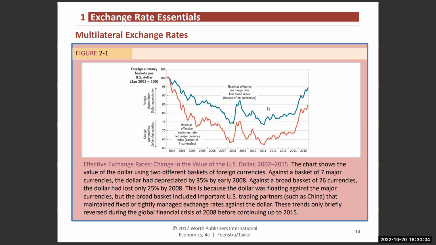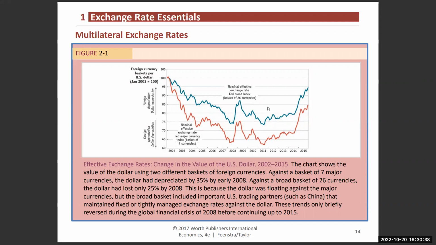So pretty enough, we can focus only on 26, even on 7. It is a very good approximation for us. We do not need to go for 220 countries, okay? So in this case, like we told, there is the appreciation and depreciation, okay? So this is foreign appreciation here, and this is foreign depreciation.